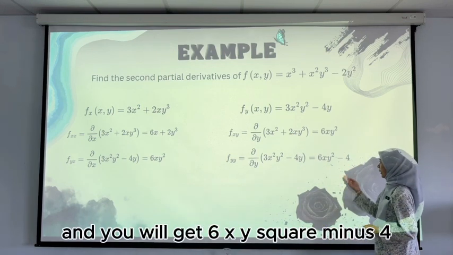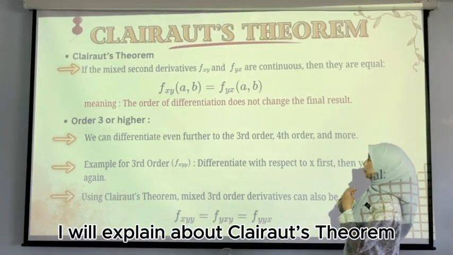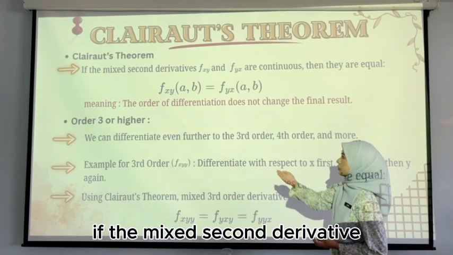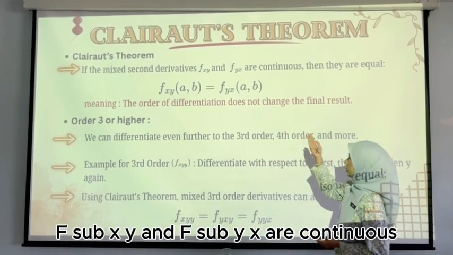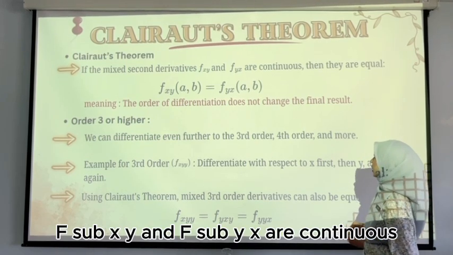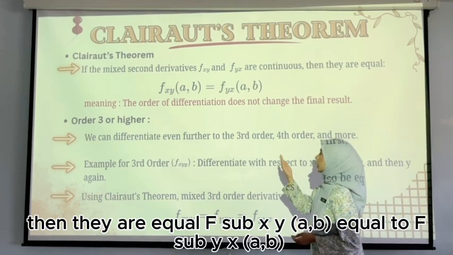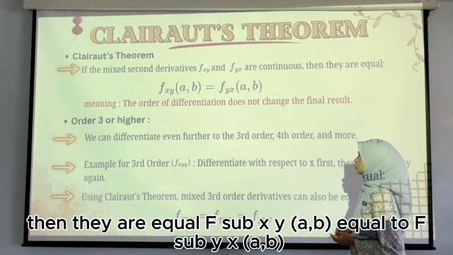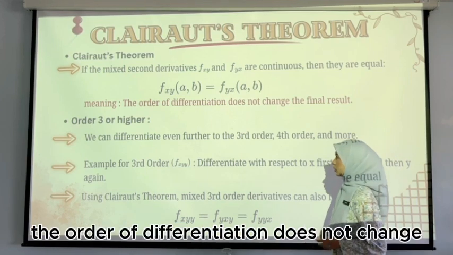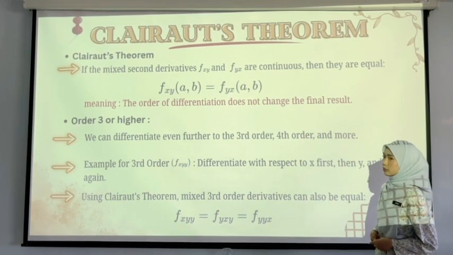Last but not least, I will explain Clairaut's theorem. Clairaut's theorem says that if the mixed second derivatives f sub xy and f sub yx are continuous, then they are equal. F sub xy equals f sub yx. That means the order of differentiation does not change the final result.